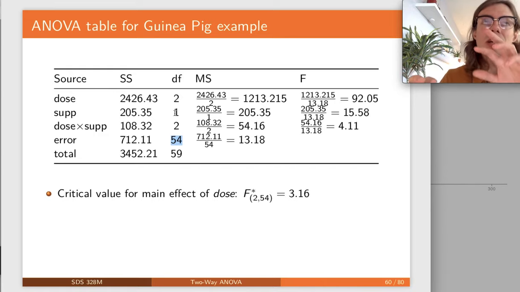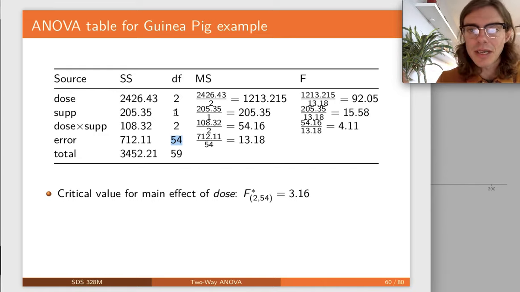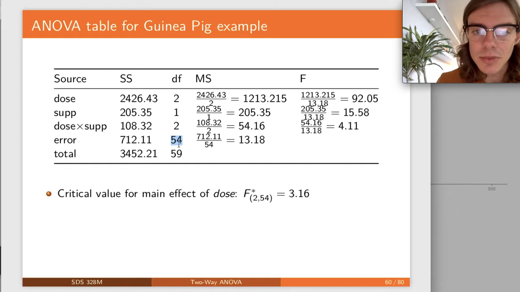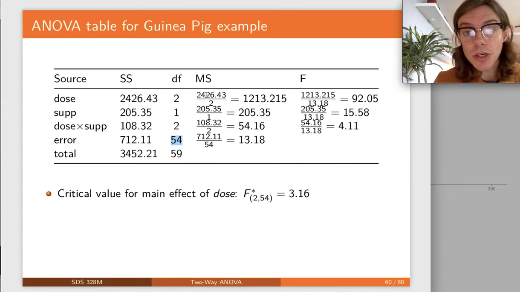So 60 minus the number of doses times the number of supplement types. So 60 minus 2 times 3, right? N minus A times B, which is 54. 60 minus 6, 54. The total is just your total sample size minus 1. Get your mean square by dividing each sum of squares by its degrees of freedom. So there's your mean square for dose, mean square for supplement type, mean square for the interaction, mean square error.